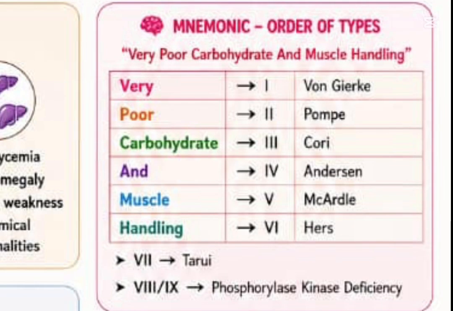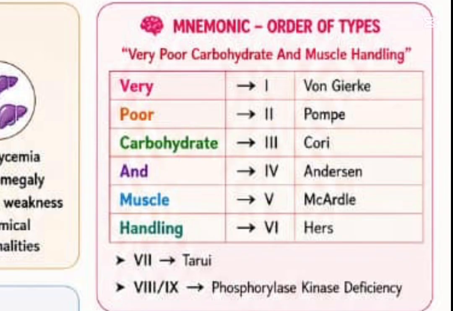Muscle: McArdle's disease. Don't forget McArdle's disease. Handling: Hers disease, that is type 6. But there's also type 7, which is Tarui's disease. Types 8 and 9 form together what we call phosphorylase kinase disease.